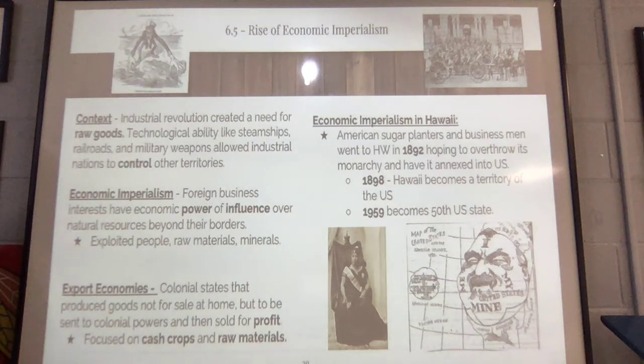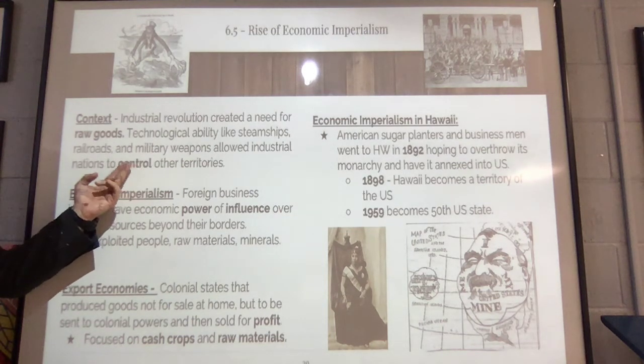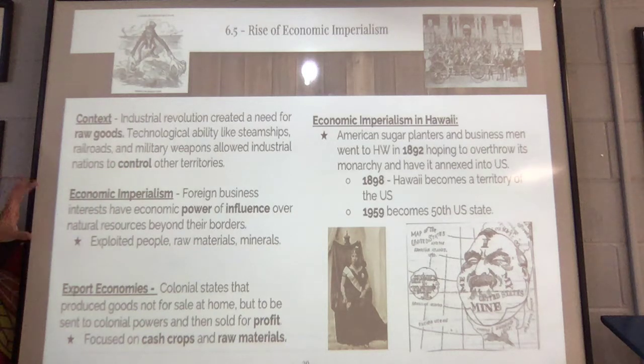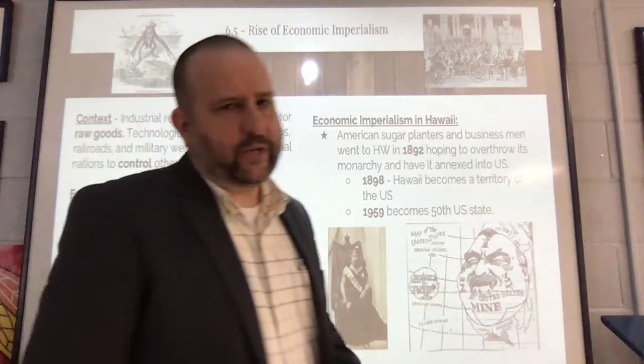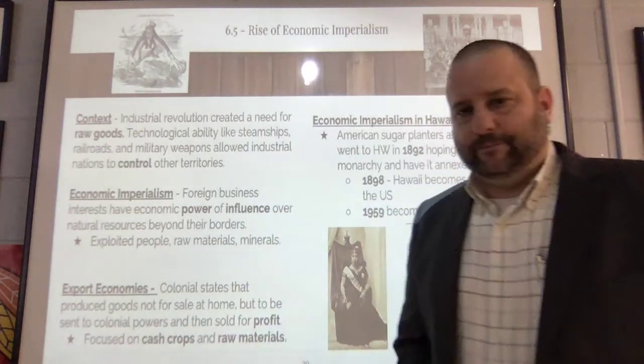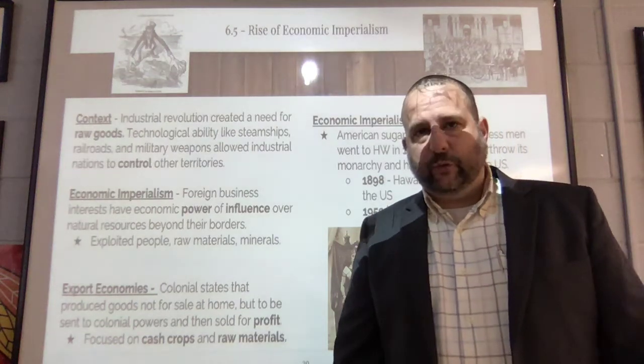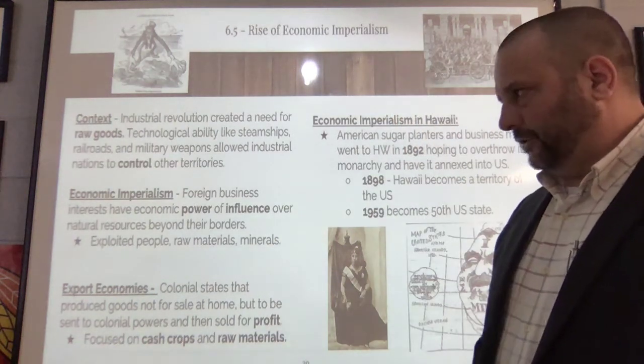Our context today is that we know the Industrial Revolution creates a need for raw goods. We looked at that in detail in Unit 5. Technological ability like steamships, railroads, and military weapons also allowed industrial nations to control other territories. Notice control is written there in bold print. Here's a definition for economic imperialism: foreign business interests have economic power of influence over natural resources beyond their borders. In doing so, this involves the exploitation of laborers, the fleecing, if you will, of raw materials, as well as some minerals.